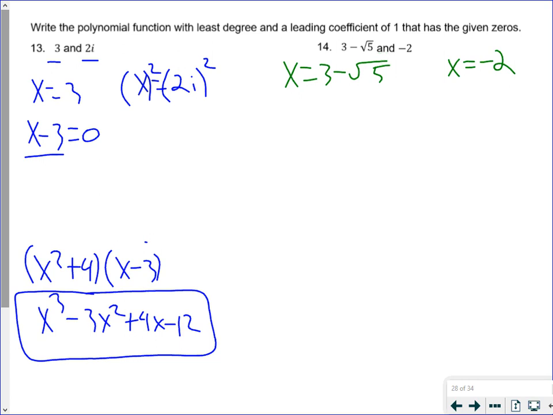And now we're going to isolate the square root for the left one, because it just makes our life much easier when we square it. So we're going to minus the 3 over, and you get x minus 3 equals negative root 5. All right, so we move the 3 over, and now we're going to square both sides.